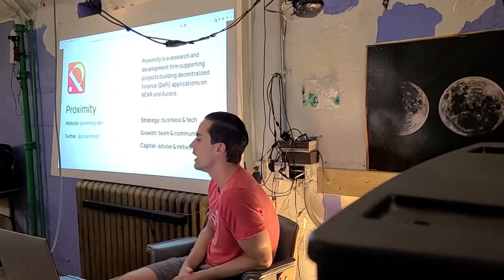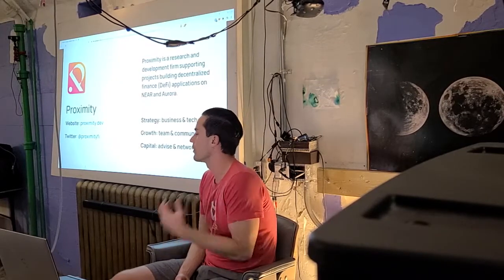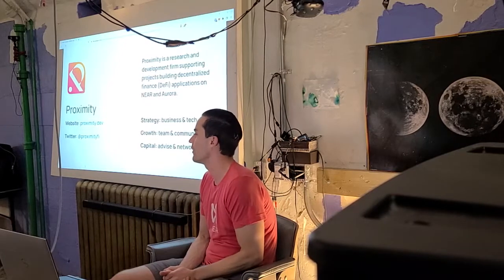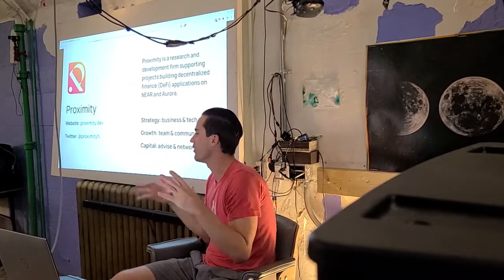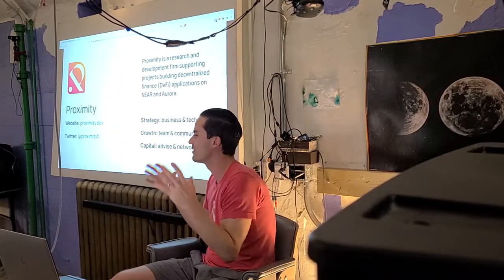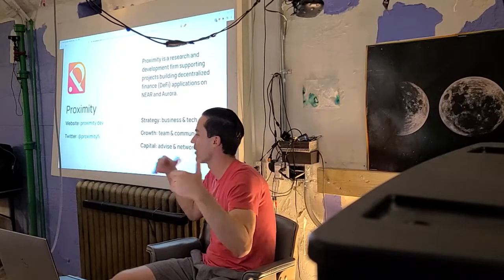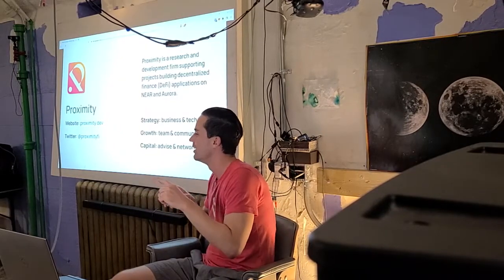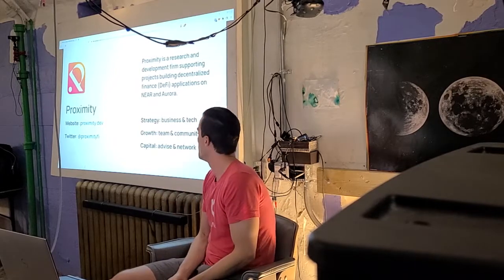On the technology side, some of the people I work with on the Proximity team are the people that created the Near virtual machine. I'll get into all this later, but there's a Near virtual machine, kind of like the Ethereum virtual machine, which goes through the smart contracts and does all the accounts and balances and moves bits and bytes around.